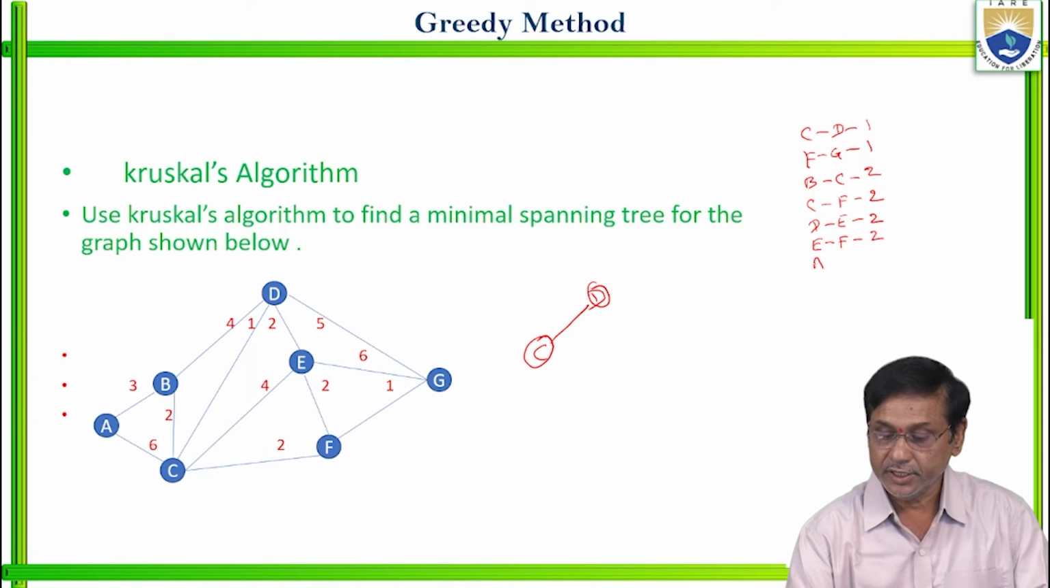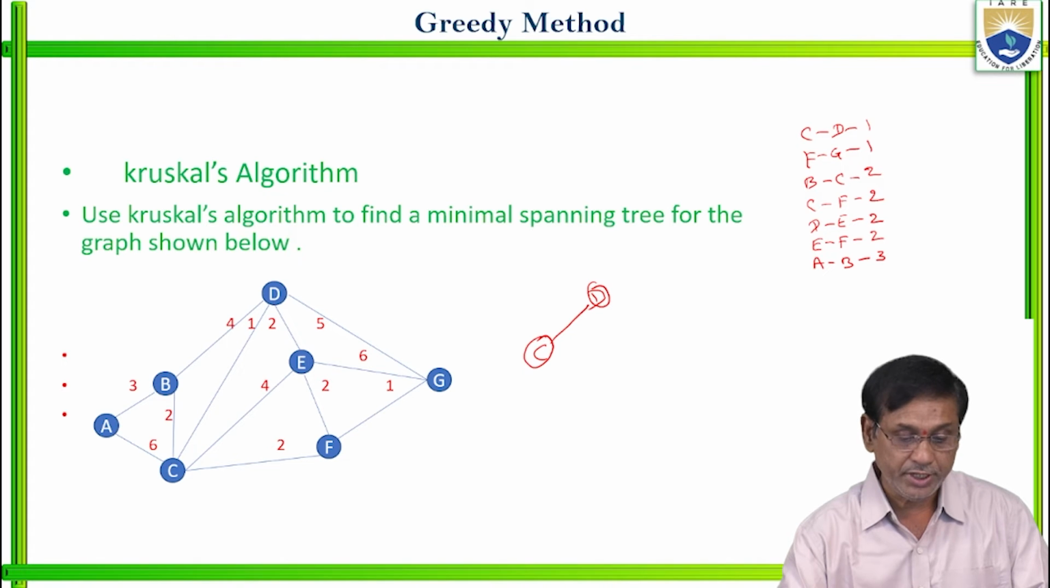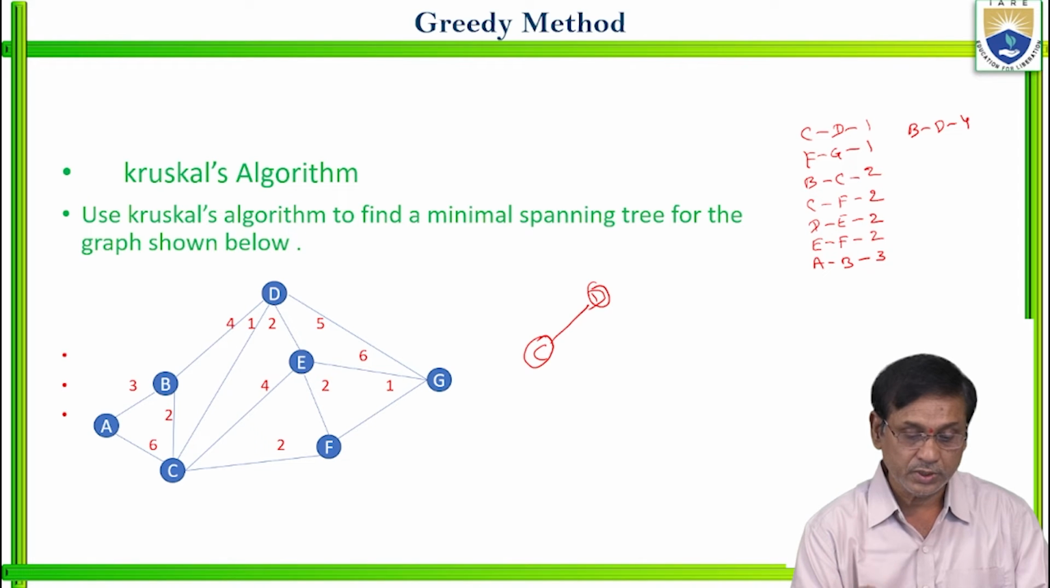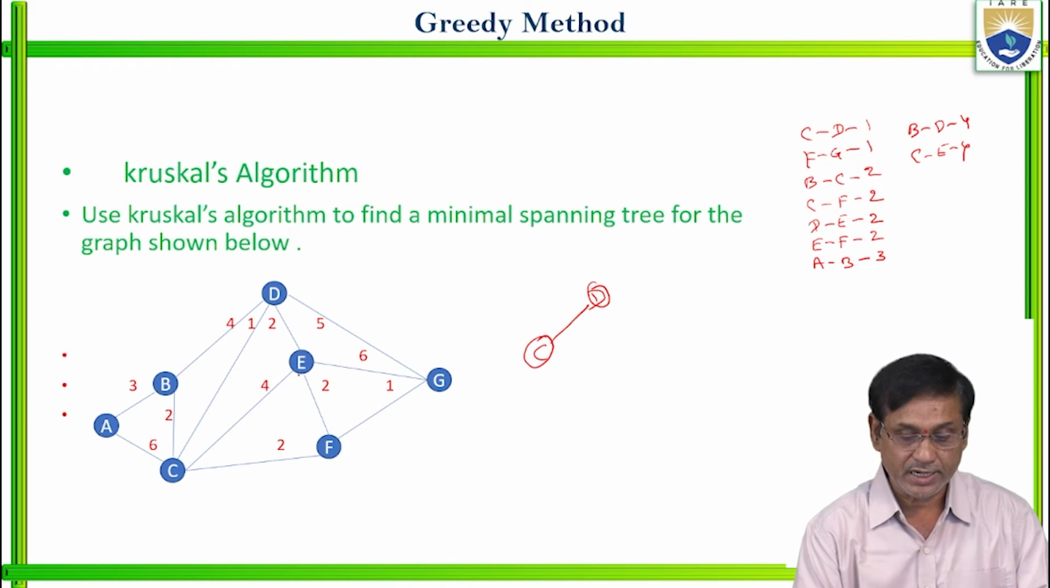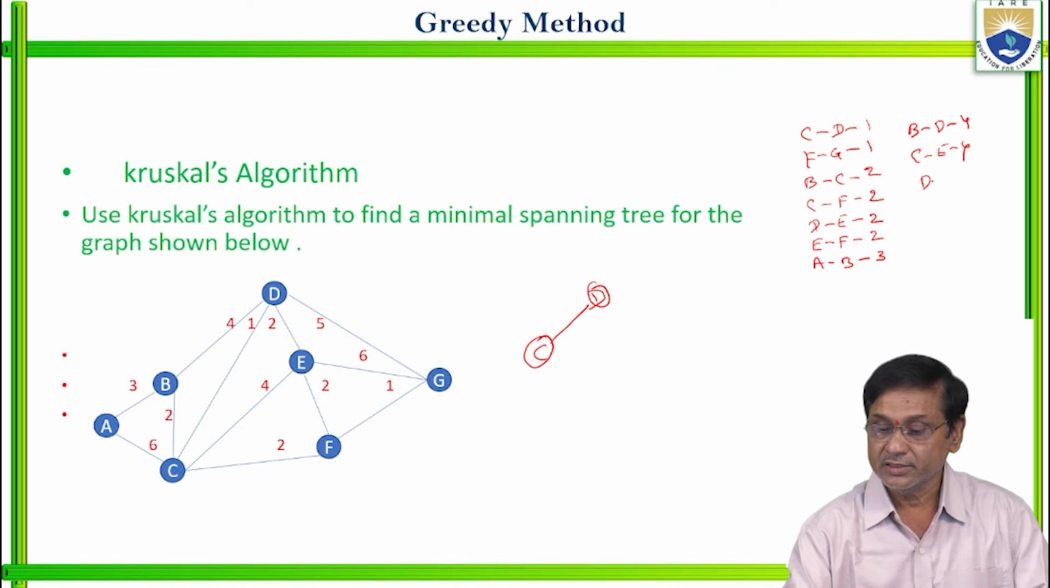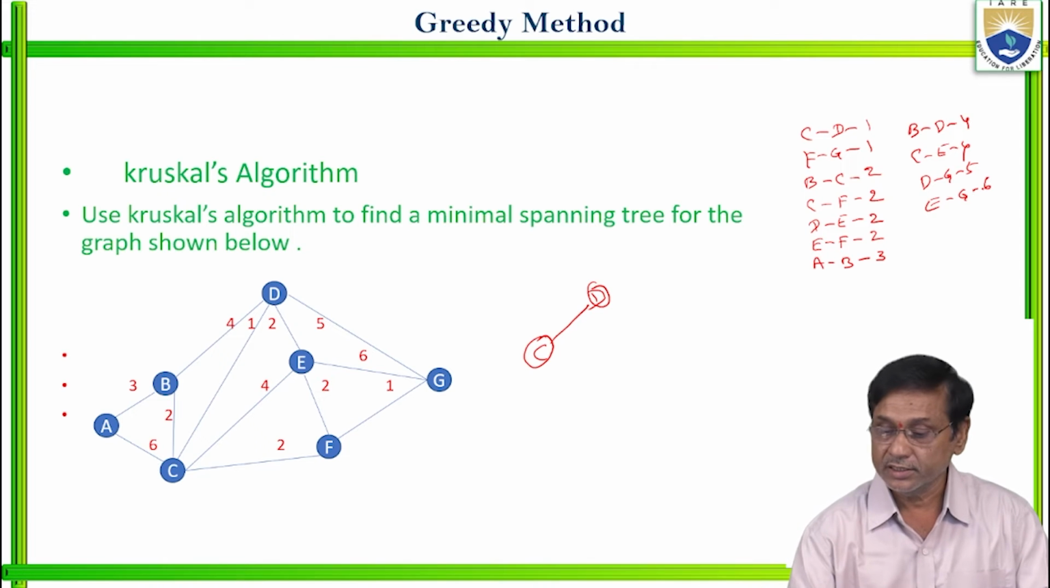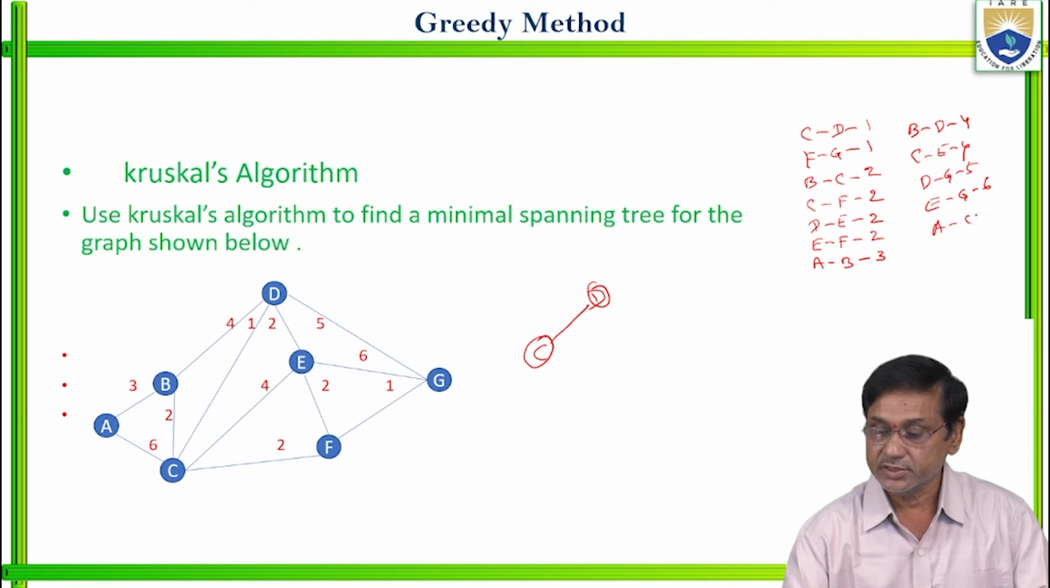Next AB. AB is 3. Then BD. BD is 4. Then BD is over. CE. CE is 4. And DG. DG is 5 and EG is 6 and AC is also 6.